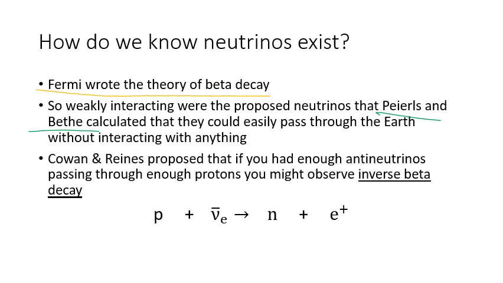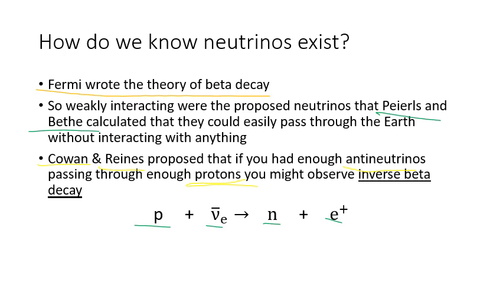So we have to jump ahead in time a little bit to the 1950s. These two chaps, Cohen and Reines, proposed that if you have enough antineutrinos being created, and nuclear reactors actually make a lot of antineutrinos, and you pass them through a lot of protons, then occasionally those antineutrinos might force inverse beta decay. This is inverse beta decay written out at the bottom here. Inverse beta decay is a proton being struck by an antineutrino and becoming a neutron and a positron.